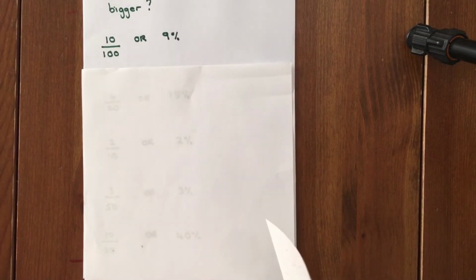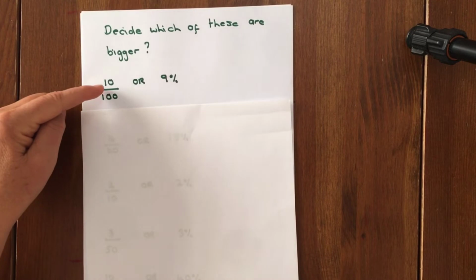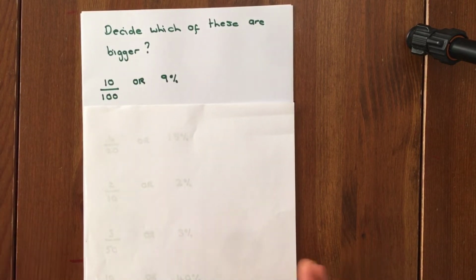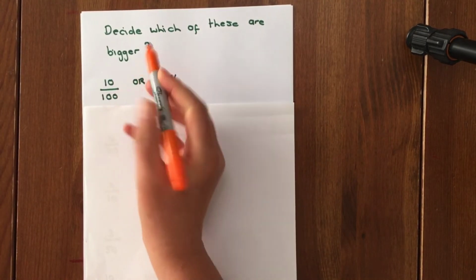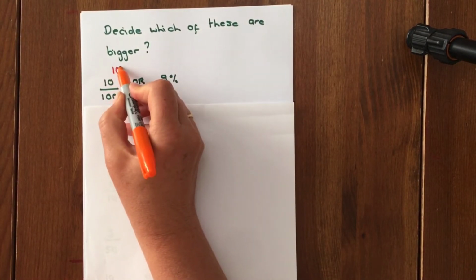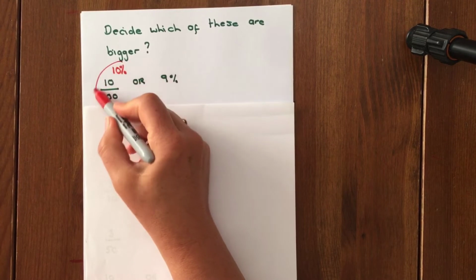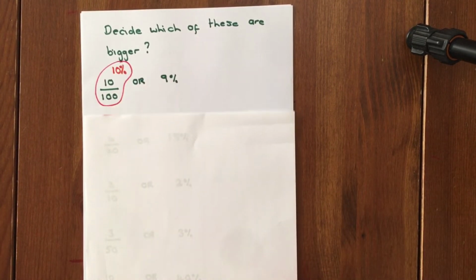You might have some questions like this. Decide which of these is bigger. So we've got a fraction and we've got a percentage. So we have to change them into the same format. Well, I can change 10 out of 100 into 10%. So now it's easy for me to decide which is bigger. I can see that 10% or 10 out of 100 is bigger.